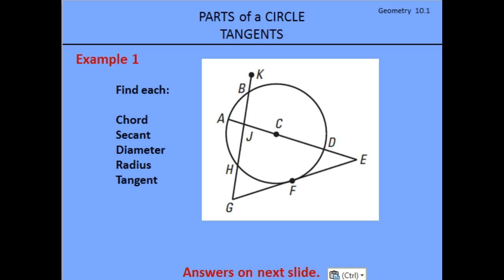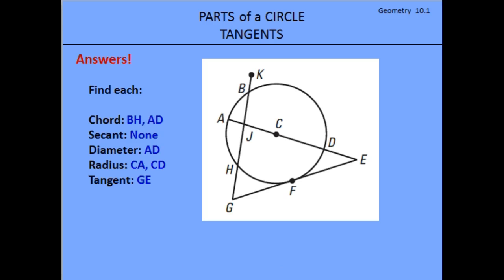Okay, we're going to look at the answers here. For chords, we have chord BH and AD. For the secant, technically there are none because these are not lines, but a secant slices, and maybe because the book has in this picture a definite endpoint here and not a definite endpoint here, they might say that BG is a secant. But technically if there are no arrows, then it means there is no line. So I would say there are no secants.